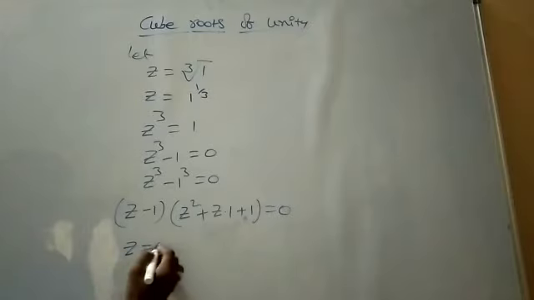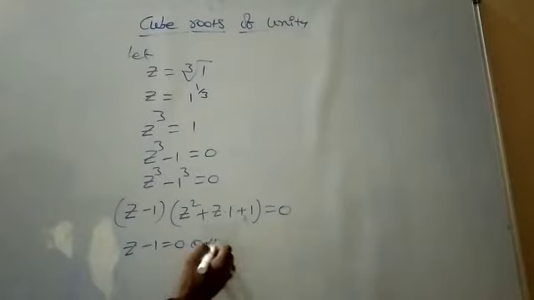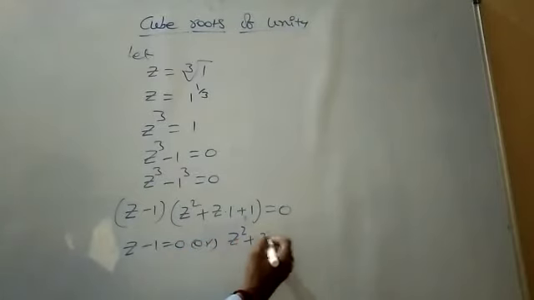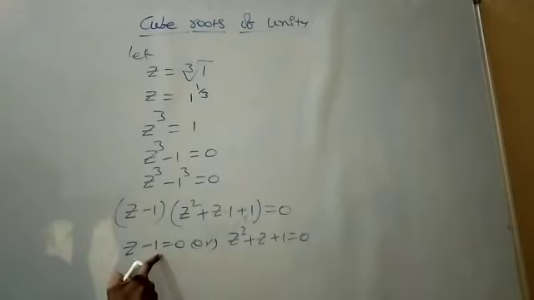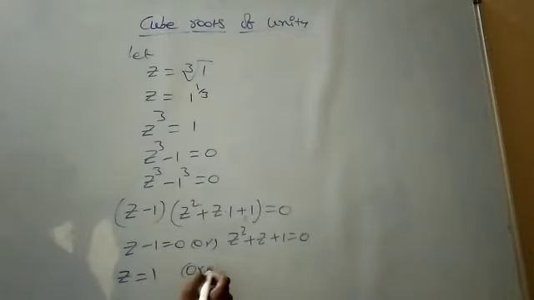Either the first term is equal to 0, or z square plus z plus 1 equal to 0. If z minus 1 is equal to 0, then z is equal to 1. Okay. Now we got one root. We will see what the remaining 2 are. See the second equation. What is that? z square plus z plus 1 is equal to 0.